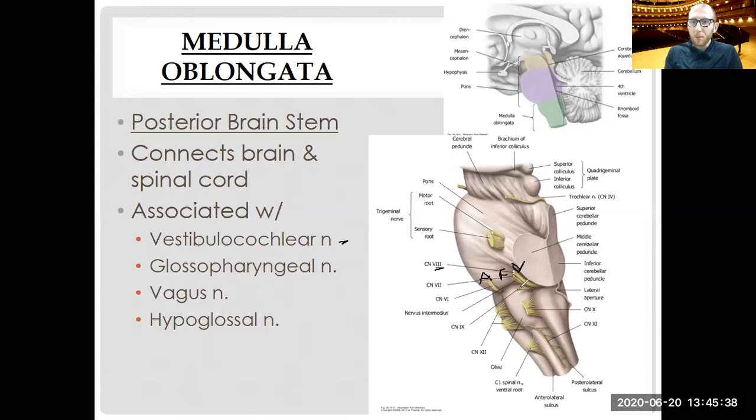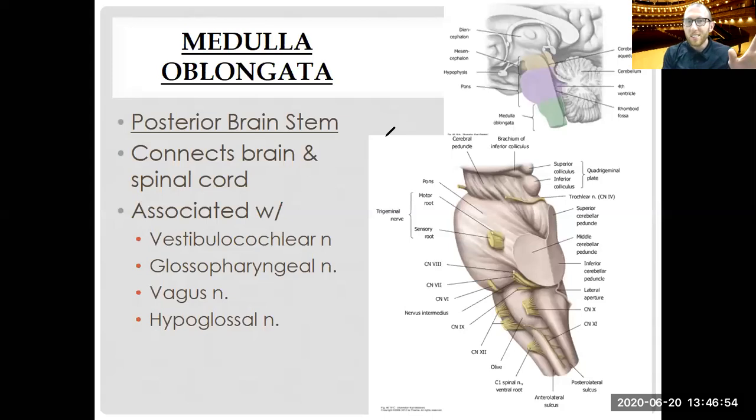but then it becomes the glossopharyngeal, the vagus, and then hypo, meaning underneath, but it's not up here. This is technically underneath over here, number 12. So notice they've skipped one. They went from 8, 9, 10 to 12.